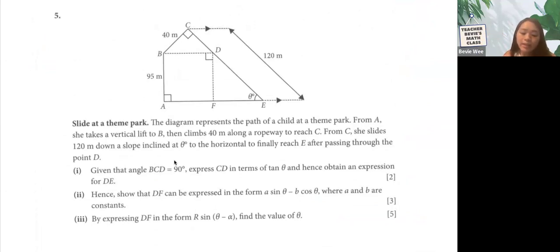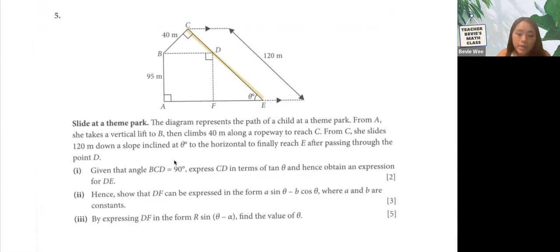All right, this is a slide at a theme park. The diagram represents the path of a child at a theme park. From A, she takes a vertical lift up to B. So it's perpendicular, it's shown there. Then she climbs 40 meters along a rope way to reach C. From C, she slides 120 meters down a slope inclined at theta. So I assume this is the slope they are talking about. And finally she reaches E, passing through point D.